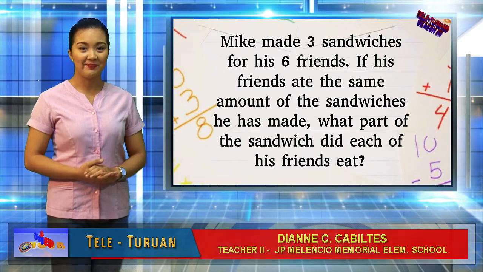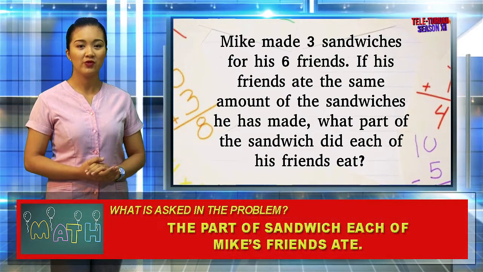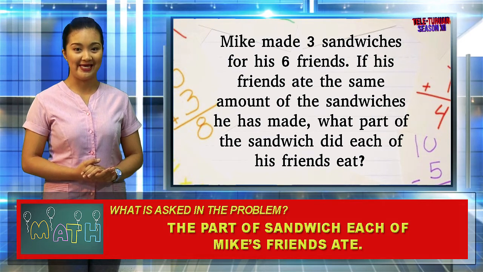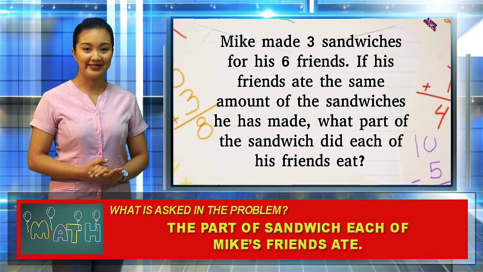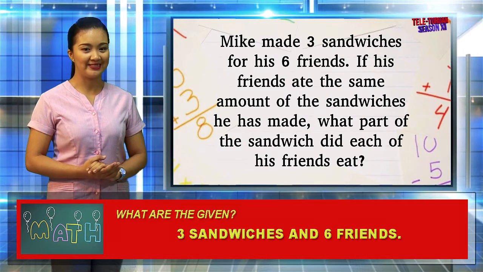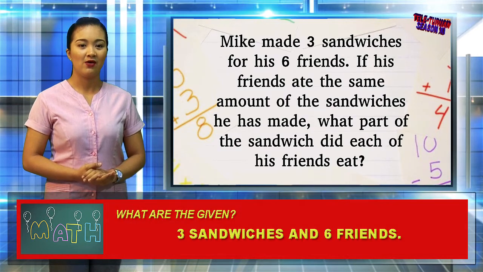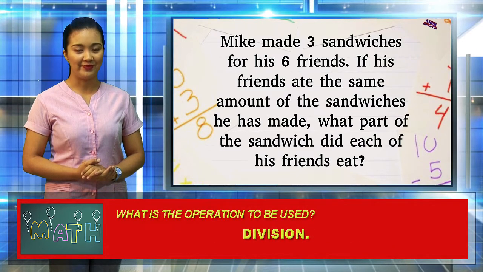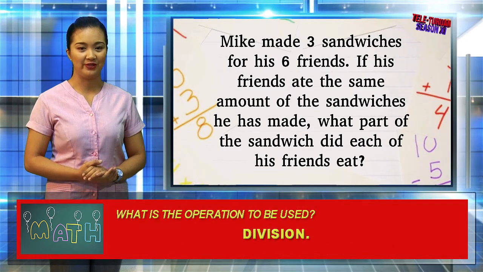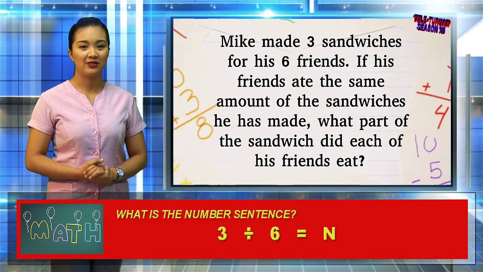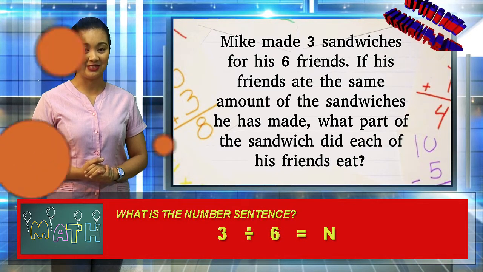What is asked in the problem? Correct. The part of sandwich each of Mike's friends ate. What are the given? Very good. 3 sandwiches and 6 friends. What is the operation to be used? The operation to be used is division. What is the number sentence? 3 divided by 6 is equal to n.